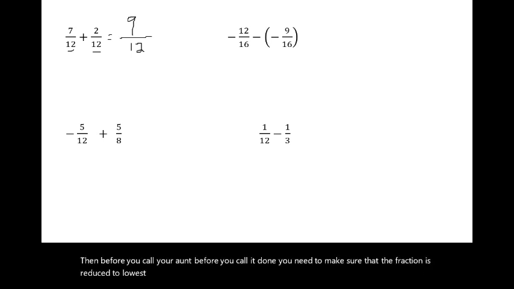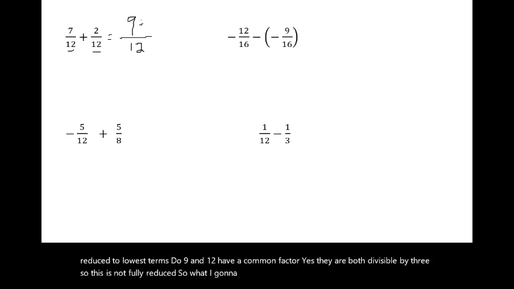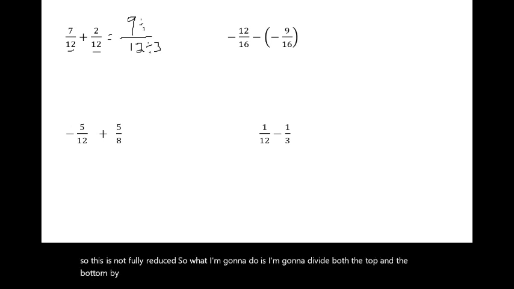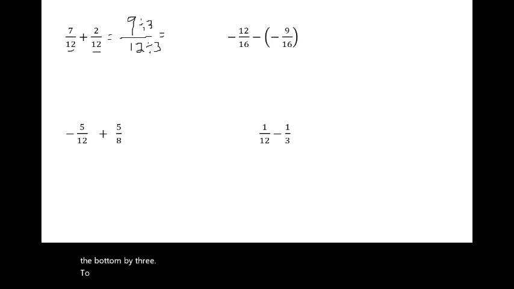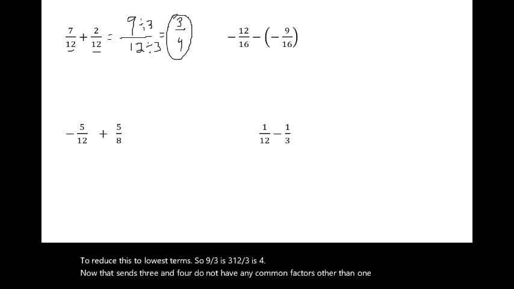So do 9 and 12 have a common factor? Yes, they're both divisible by 3. So this is not fully reduced. What I'm going to do is divide both the top and the bottom by 3 to reduce this to lowest terms. So 9 divided by 3 is 3. 12 divided by 3 is 4. Since 3 and 4 do not have any common factors other than 1, 3 over 4 is your final answer.